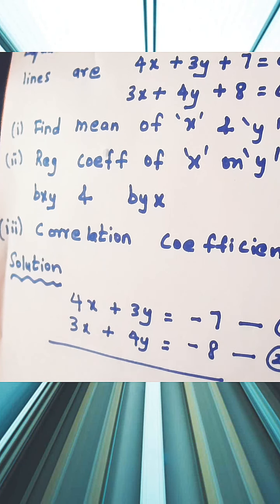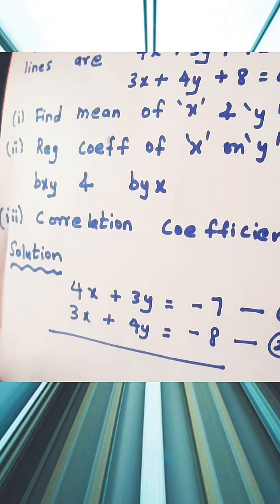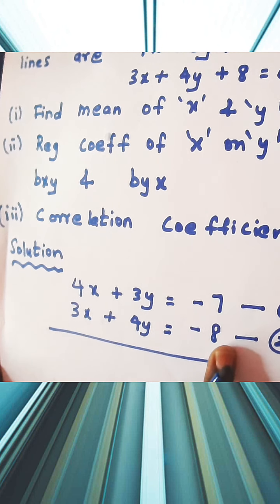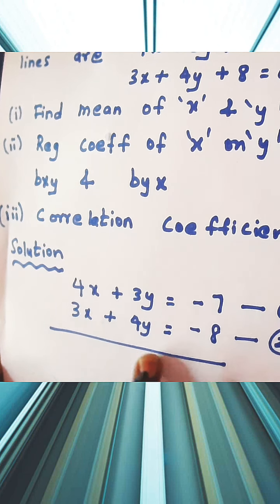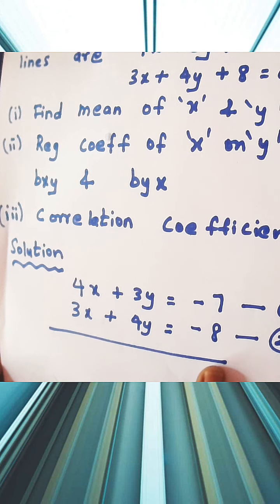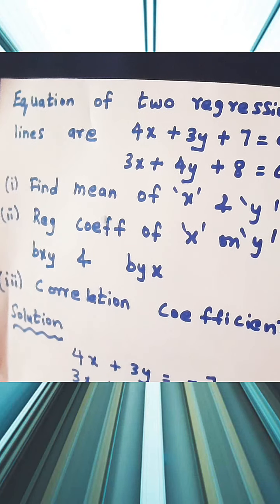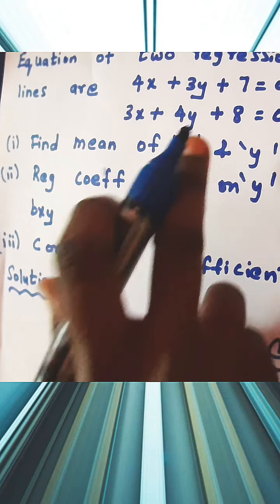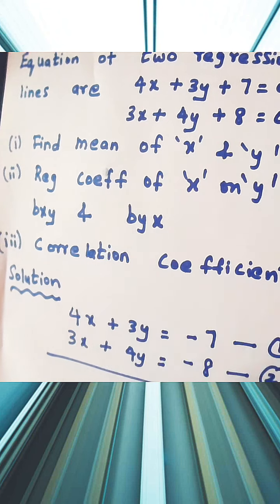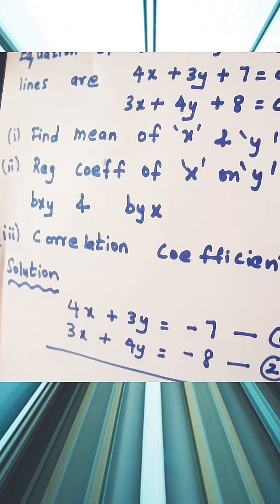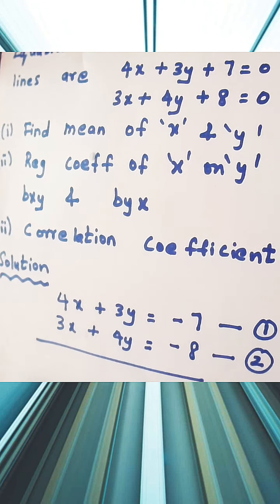We'll see. Solution. First we'll write the two given equations: 4x + 3y = -7 and 3x + 4y = -8. What I did is I brought the constant +7 to the right hand side, and it becomes -7. And then the constant +8, I have brought it to the right hand side, and it is -8, for easy simplification.